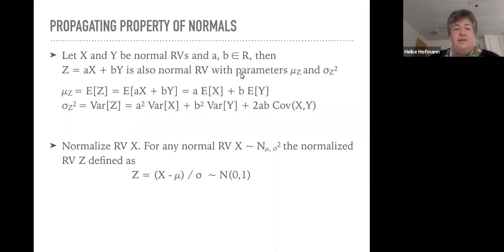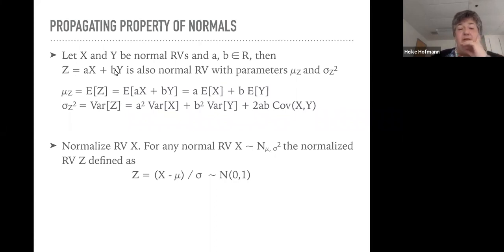And we know what its parameters are if we know the parameters of X and Y, because we know what to do with linear combinations of expected values and variances. So the expected value is again just a linear combination of the expected values of the individual random variables. And the variance is essentially a squared expression of individual parameters and their mixed form, so the covariance of X and Y.